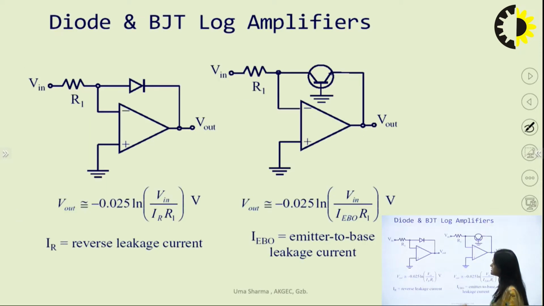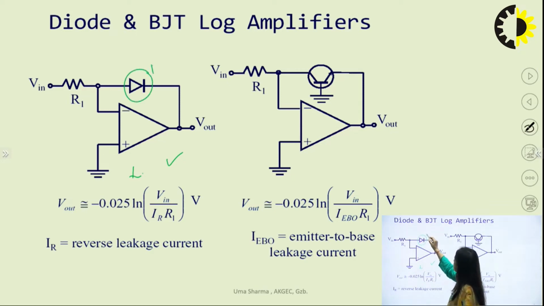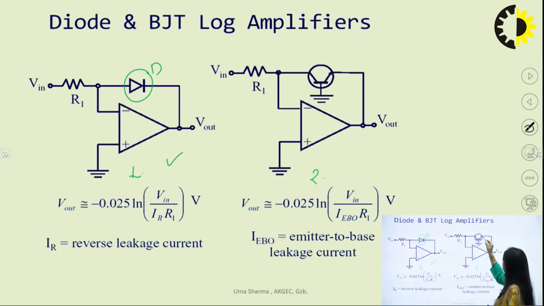So these are the circuits for logarithmic amplifier. Here in figure 1, you can see the logarithmic amplifier implementation using a diode, whereas in figure 2, you can see the implementation of the logarithmic amplifier using a BJT.